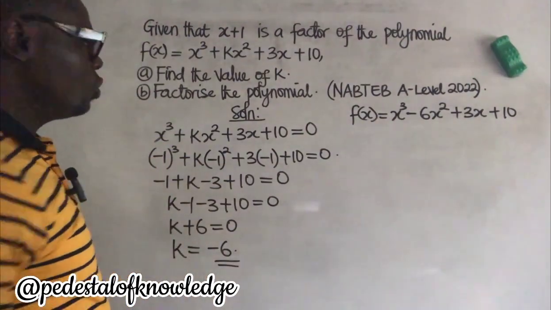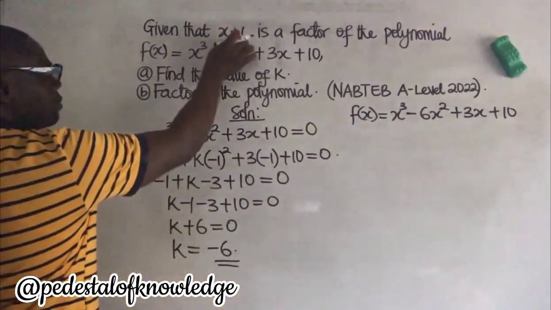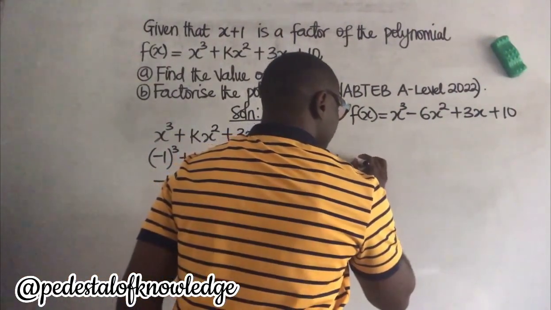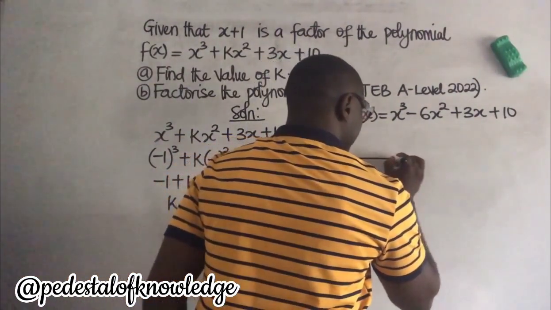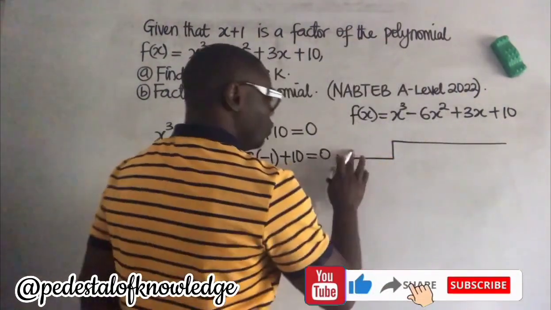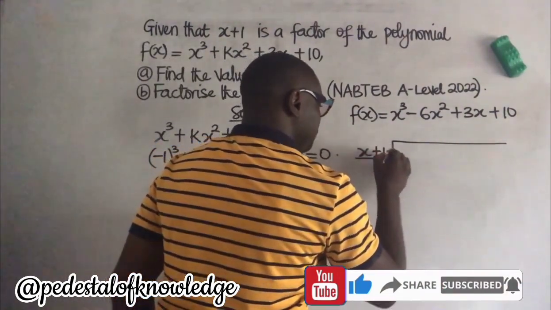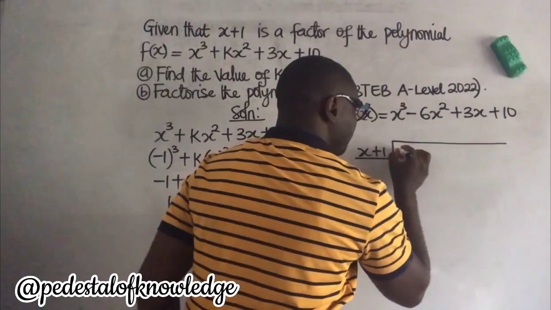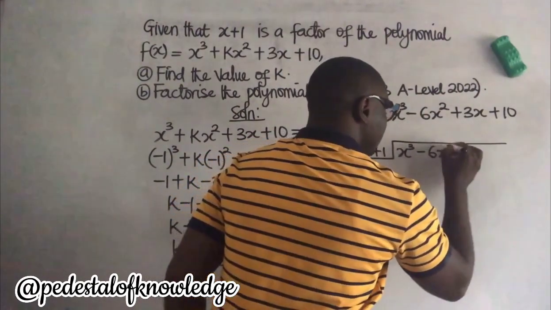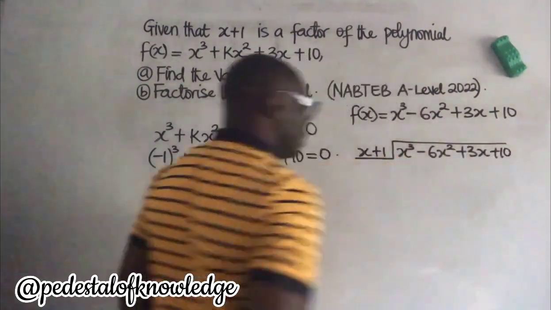Okay, so we now divide this polynomial by one of the factors, which is x plus 1. And in doing that, we are going to have this. Now, we place one of the factors, which is x plus 1, here. Then write the polynomial here. So we have x raised to power 3 minus 6x squared plus 3x plus 10. Okay, now we divide.